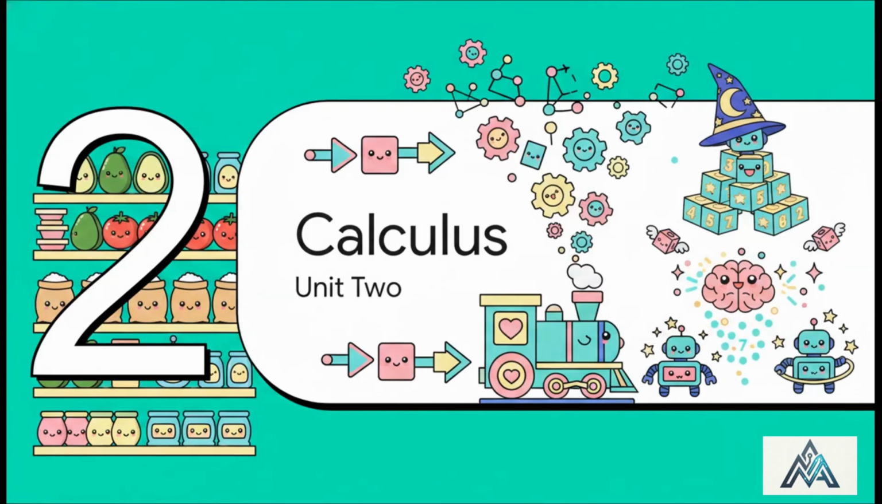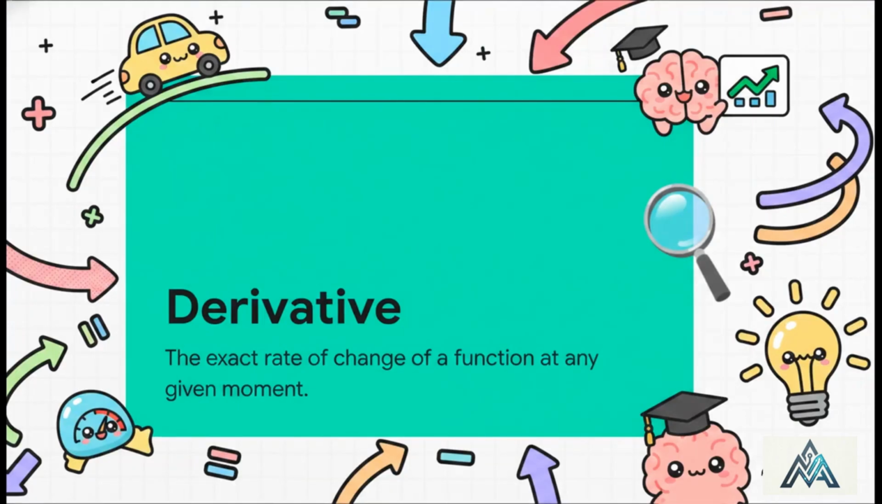Unit 2, calculus. All right, we've successfully organized our ingredients. Now, if linear algebra is how we organize the data, calculus is the engine that actually allows the AI to learn from that data. This is where the machine stops just holding numbers and starts actively improving itself.